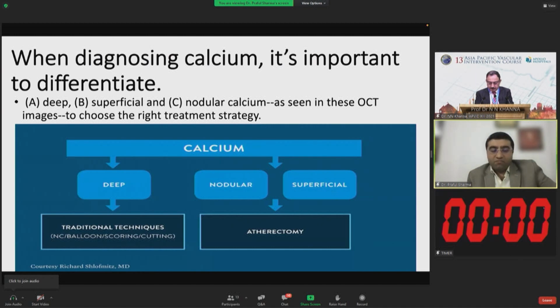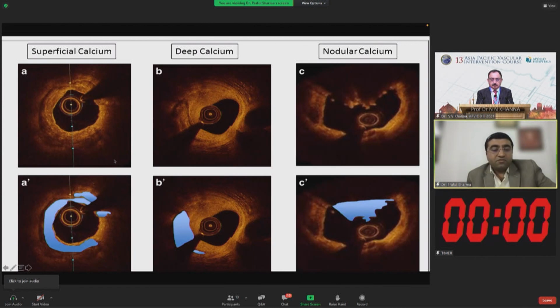So when you are diagnosing a calcified lesion, it is important to differentiate between deep, nodular and superficial calcium, because that is important. If it is a deep calcium, as it was in the second case, we could use traditional techniques like balloons, scoring and cutting balloons. If it is nodular or superficial calcium, you have to use debulking devices and plaque modification devices. For example, just to give a little bit of overview of how superficial calcium, deep calcium and nodular calcium look.